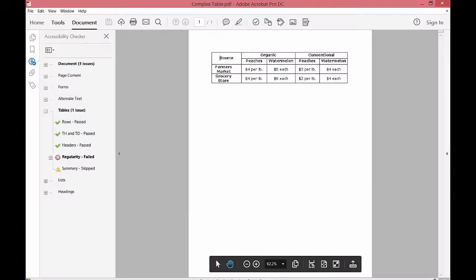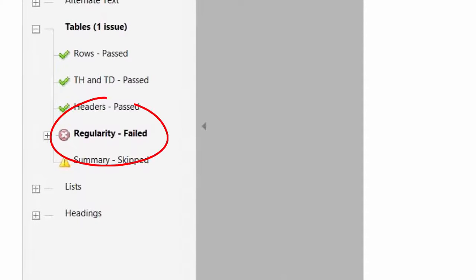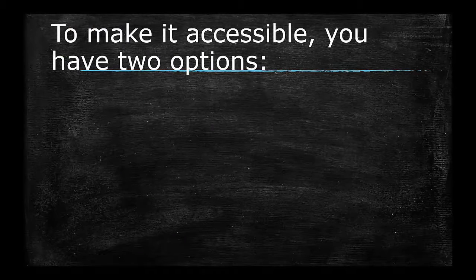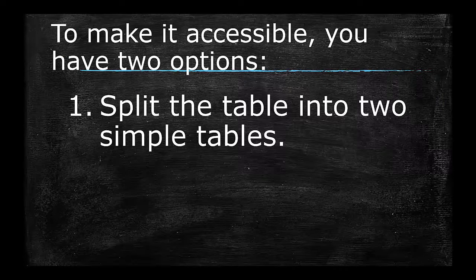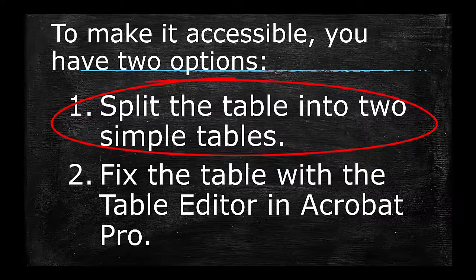In its current form, this complex table is not accessible to screen reader users because it's not structured correctly. To make it accessible, you have 2 options. 1. Split the table into 2 simple tables. Or 2. Fix the table with the table editor in Adobe Acrobat Pro. Let's look at the first option, splitting the table into 2 simple tables.